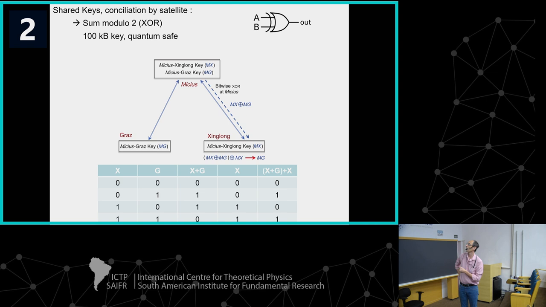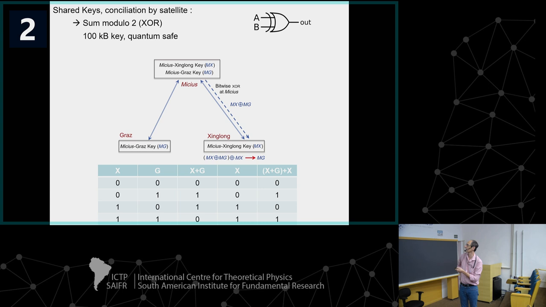Okay, Graz has this key, and the satellite as well. Xinglong has the X key and the satellite as well. What the satellite does is that it combines these two, gets a random key that it sends to Xinglong. So you have random information going down, but it never transmits the information of MX. But when you do that, Xinglong can make the sum again, bytewise, making once again the XOR operation, and what you get here is the Graz key.